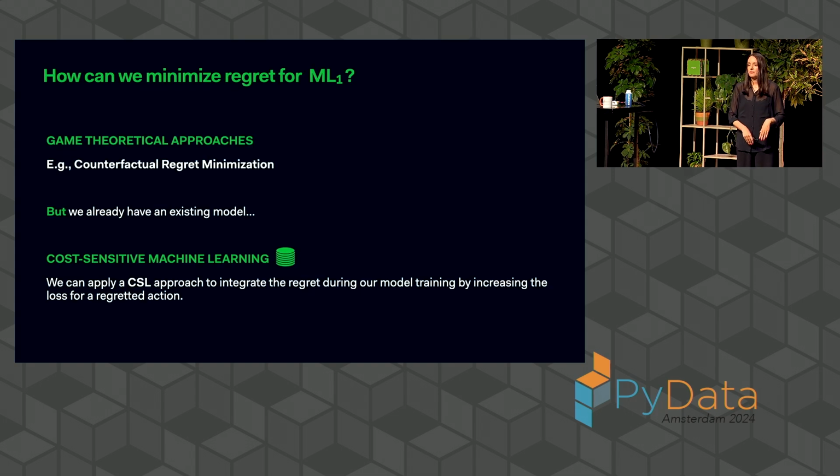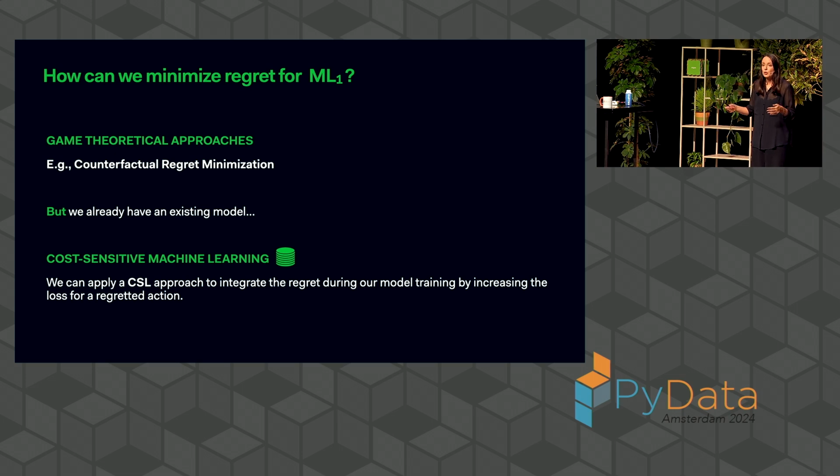OK, now we have our complex system as a tree. We identified some regret conditions. How can we introduce that regret into machine learning model 1? When we look at it from a game theoretical perspective, there are actually a lot of interesting methods that are specifically developed to optimize a game tree. One of them is, for example, counterfactual regret minimization.